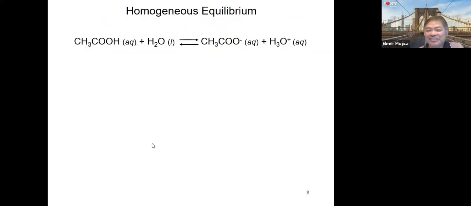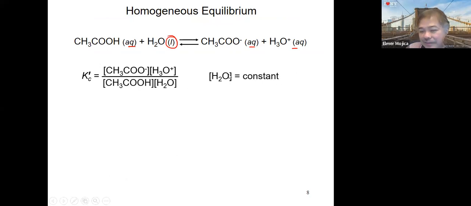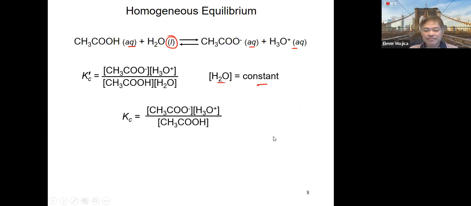Now, another way to look at homogeneous equilibrium, if it's not gas, is the one that you have in aqueous solution. For instance, here, this is acetic acid with water producing acetate and hydronium ion. As you can see here, this is liquid, but this one is aqueous. The law of mass action just lists all the species involved. But you have to take into consideration that if you write it as an equilibrium expression, not all species are going to be written. Some of them, like water, are constant, so you don't write that. If you're going to write the correct equilibrium expression, then you remove water.